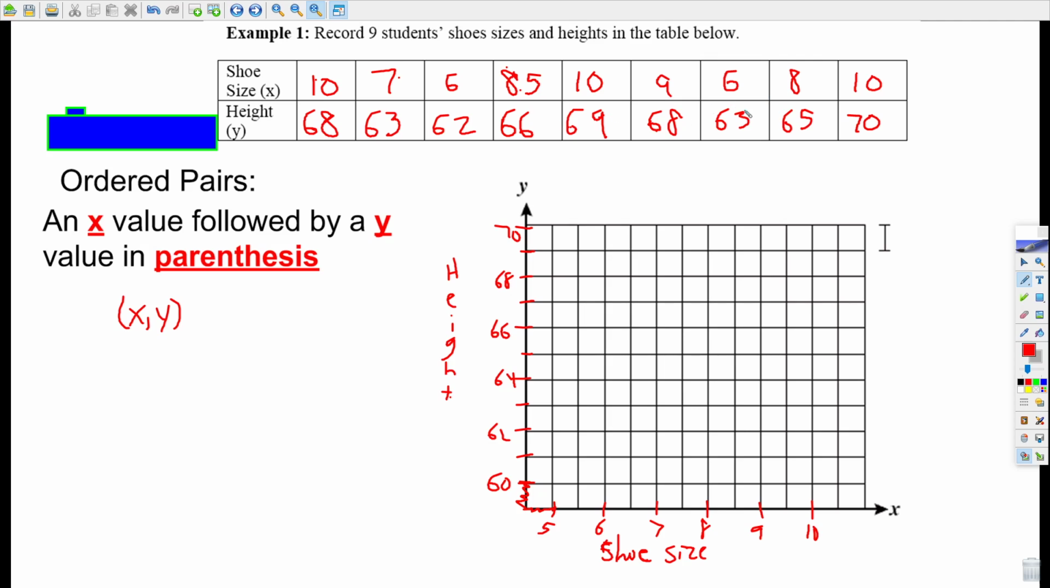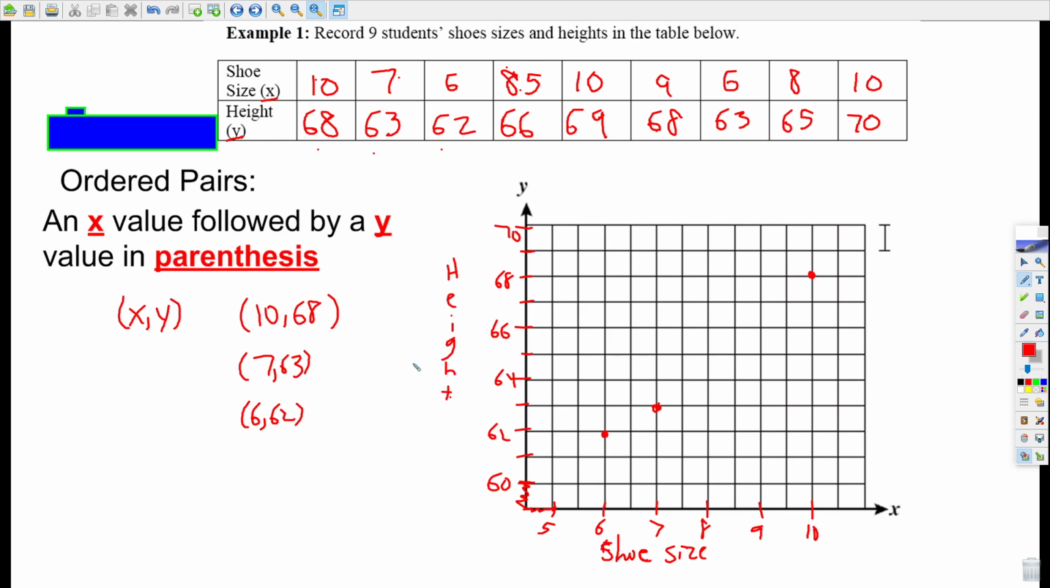So if we do that with the points up here, we have x for shoe size and y for the height. So if I were to make the first one into an ordered pair, it would be 10, 68. And if I were to plot that point, I would go over to 10, I would go up to 68, and then put a dot. I'm going to do a couple more. So we could do 7, 63, and 63 would be right about here. 6, 62. I'm just going from one point to the next. 6, 62 would be right here.